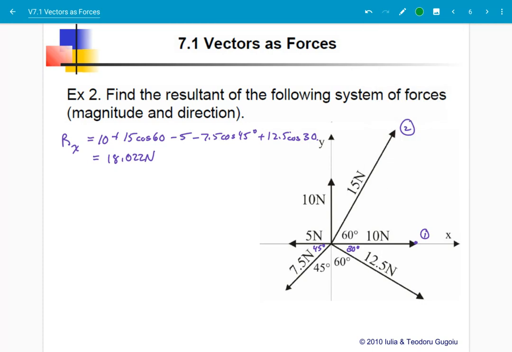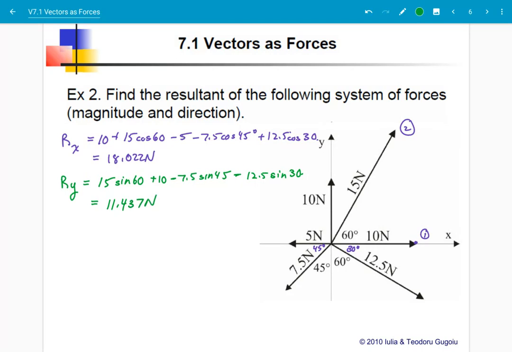The y components. The first one doesn't have a y component. Then we have 15 sine of 60 plus 10. 5 newtons to the left, or negative x direction, doesn't have a y component. Plus 7.5 sine of 45 plus 12.5 times the sine of 30. Oh, my bad. These last two should have been negative because they're going downwards. There we go.